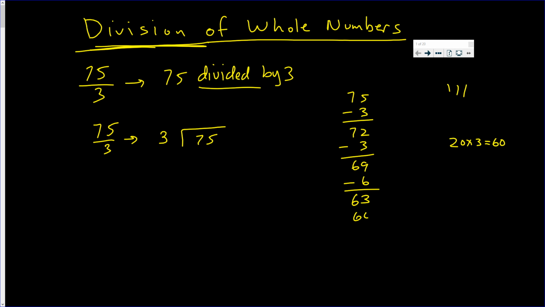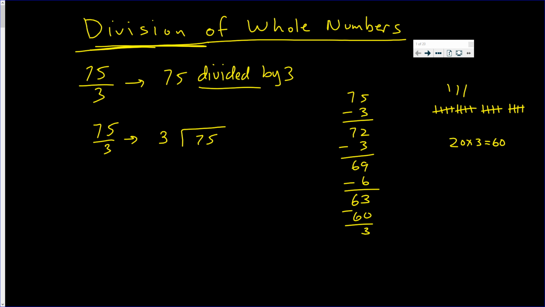Now, 2 3's, 2 times 3 is 6. Now, I'm going to take away 2 3's. 1, 2, 3, 4, 5. That's 10, 15, 2 3's all at once. Pretty cool.